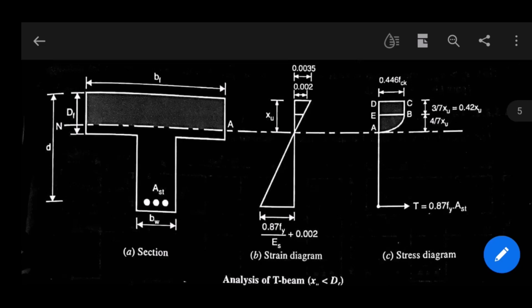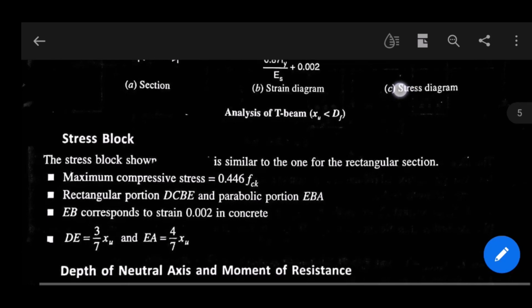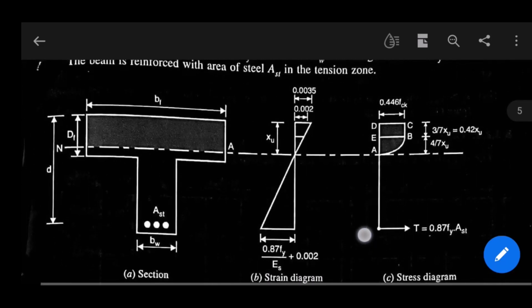For the stress diagram, for the upper outermost fiber, the maximum limit is 0.446 FCK or 0.45 FCK, and there are two divisions: 3/7 of XU, that is 0.42 XU, and the rest portion is 4/7 of XU. We will discuss all these terms. And in the tension zone, the stress is 0.87 FY. Now I will explain all the terms you see in the figure. The stress block shown is similar to that of the rectangular section, as I said earlier. So the maximum compressive stress is 0.45 FCK or 0.446 FCK.